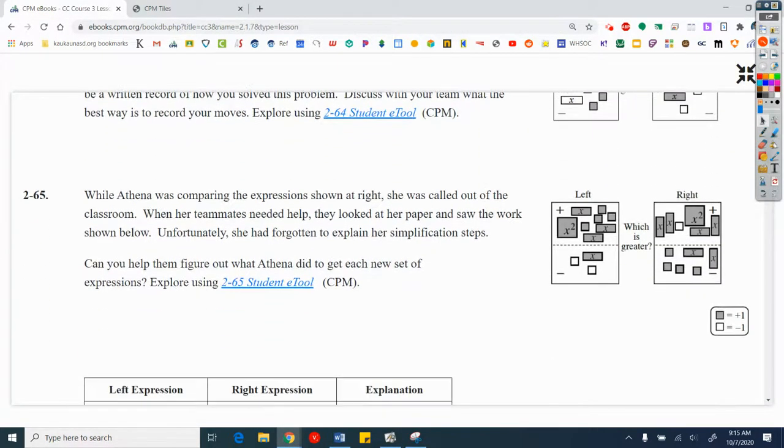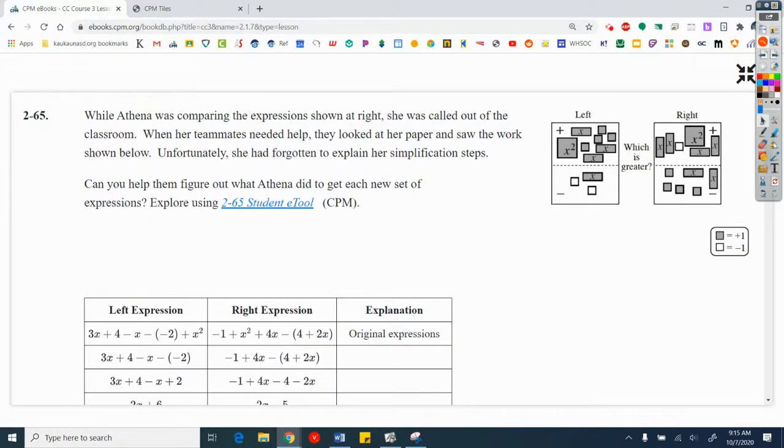All right, 265, let's talk about that together. While Athena was comparing the expressions shown at right, she was called out of the classroom when her teammates needed help. They looked at her paper and saw the work shown below. Unfortunately, she had forgotten to explain her simplification steps. Can you help them figure out what Athena did to get each new set of expressions? Explore using the 265E tool. We're not going to do that, but let's work through this together.